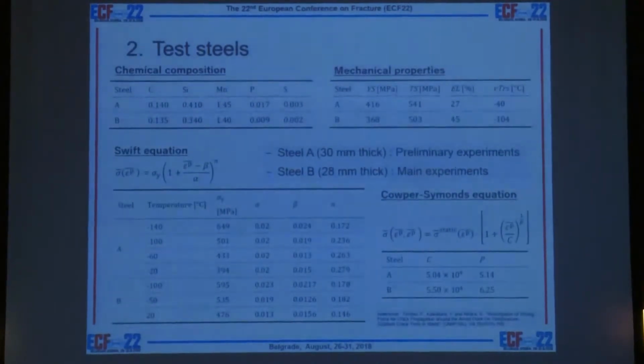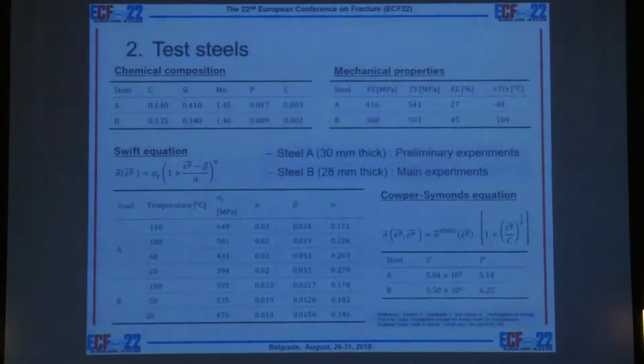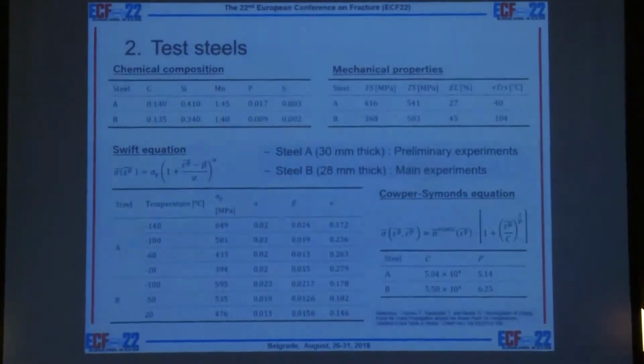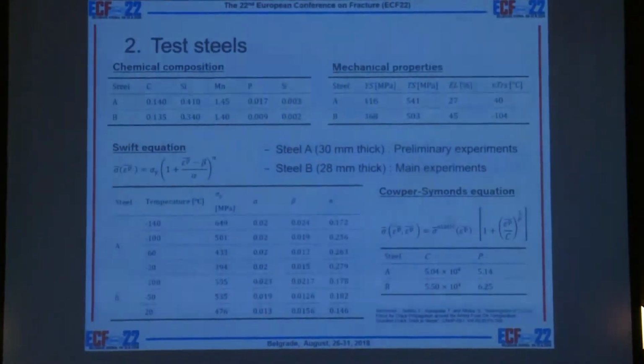Next, I'd like to talk about two types of steel plate used in this research. Steel A was used in the preliminary experiment introduced in Chapter 3, and steel B in the main experiment introduced in Chapter 4. These tables show chemical composition and mechanical properties. The configuration results shown in this table were applied as the input data of FEA.